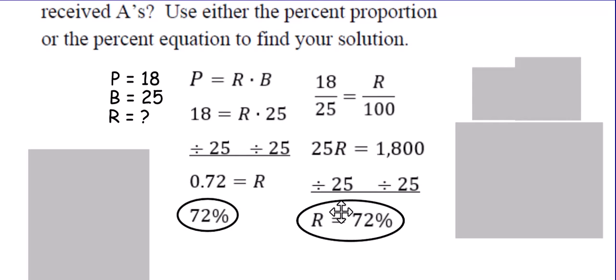So P equals R times B would be 18 equals R times 25. Divide both sides by 25 to get that the R percent is 0.72, which is 72%. Percent proportion would be 18 over 25 equals R out of 100. Cross multiply, 25R equals 1800. Divide by 25, you get 72%. No need to move the decimal point when you're using the percent proportion, which is kind of nice. The other thing you might notice here is that 25 times 4 gets you 100. So if you're smart about this, you could just take 18 times 4 to get the percentage. So you can work smarter, not harder, if you can see some of those shortcuts at times.